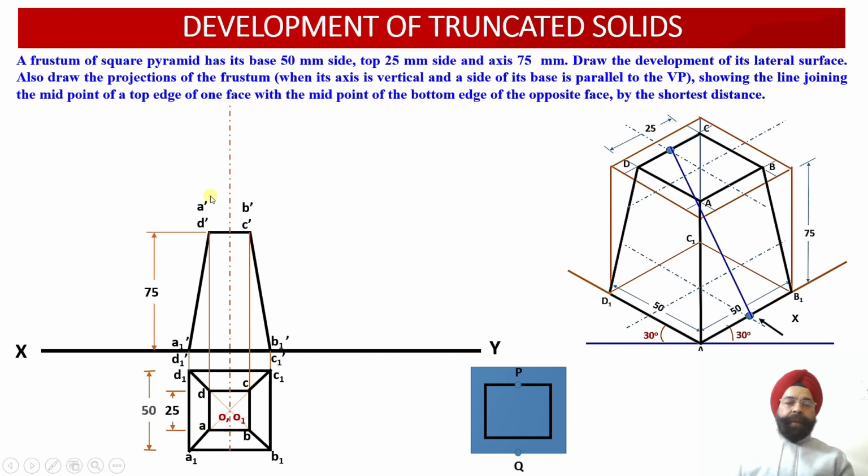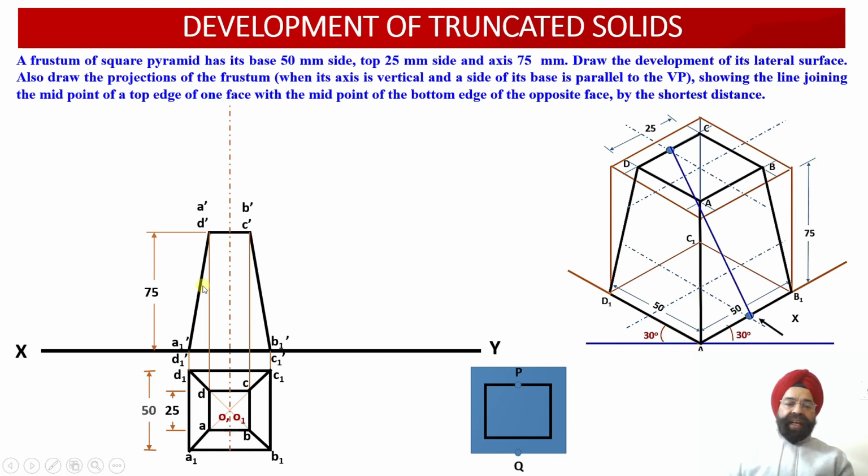Points A and D will be projected as A dash and D dash into the front view at a height of 75 millimeter from the XY reference line. Similarly, points B and C will be projected as B dash and C dash onto the top face projections of the frustum at a height of 75 millimeter from the XY reference line. Corresponding to the base points A1 and D1, we have obtained the points A1 dash and D1 dash onto the XY reference line. Similarly, for the points B1 and C1 of the base, we have obtained the front view points B1 dash and C1 dash onto the XY reference line.